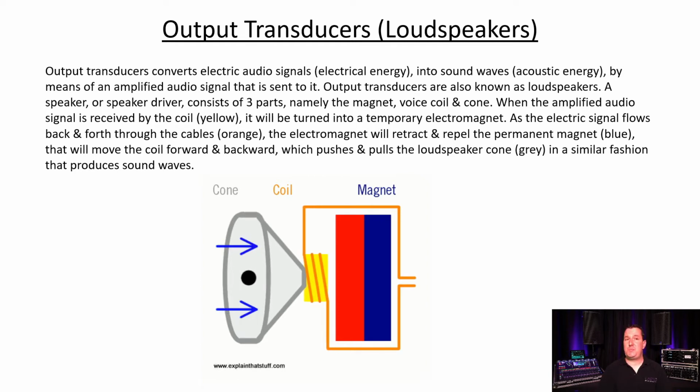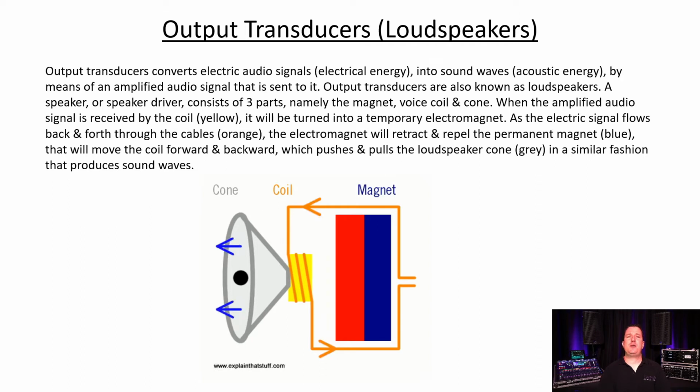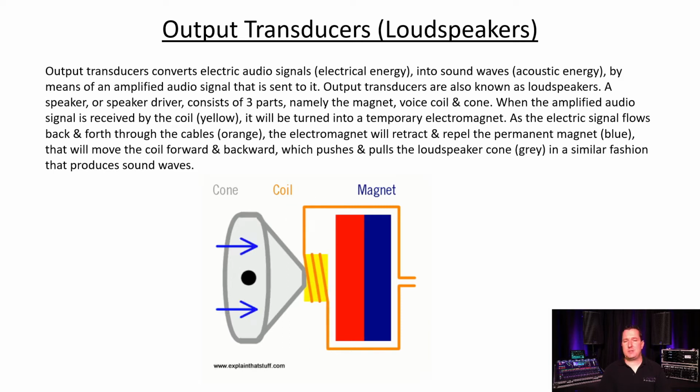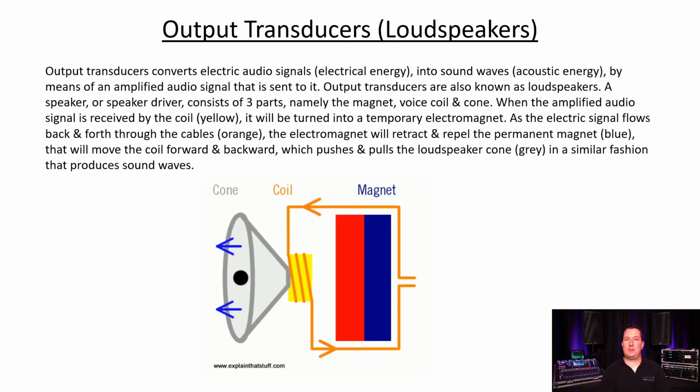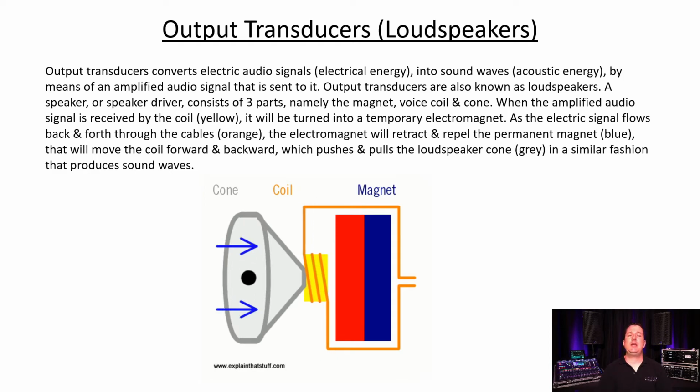A speaker or a speaker driver consists of 3 parts, namely the magnet, voice coil, and cone. When the amplified audio signal is received by the coil, that is shown in yellow, it will be turned into a temporary electromagnet. As the electric signal flows back and forth through the cables, shown in orange, the electromagnet will attract and repel the permanent magnet that is shown in blue and red. That will move the coil forward and backwards, which pushes and pulls the loudspeaker cone, shown in gray, in a similar fashion that produces sound waves.